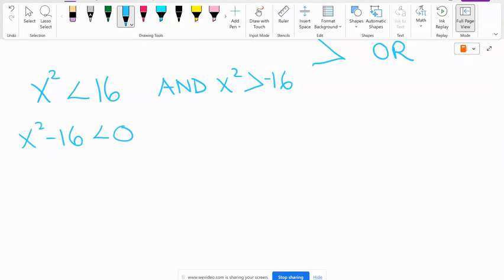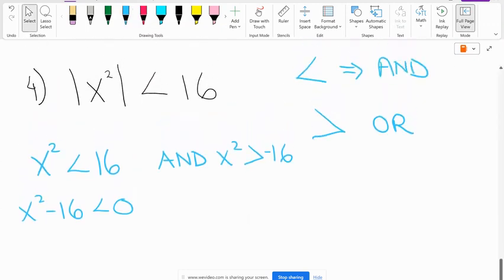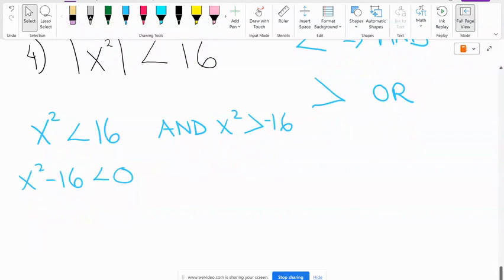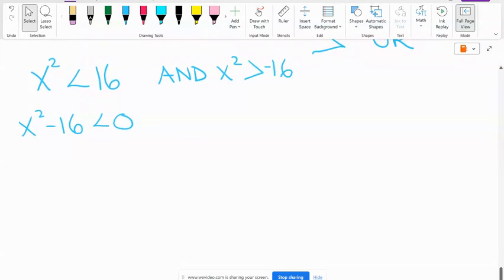This is a quadratic inequality. What must we do? I don't want to worry about the other side right now, just this side. Philip, what's up? No, because if x is less than 4, do you agree negative 5 is less than 4? And then negative 5 squared is 25, and that's not less than 16. So it doesn't work.